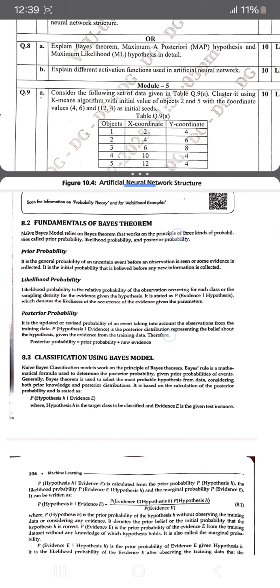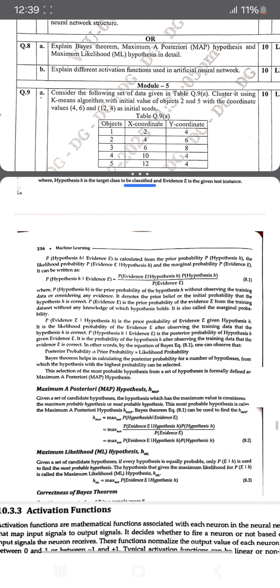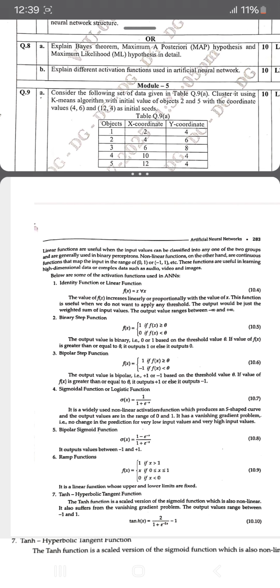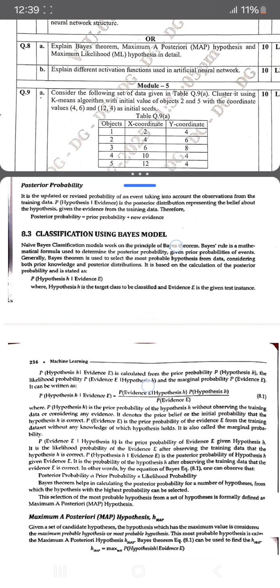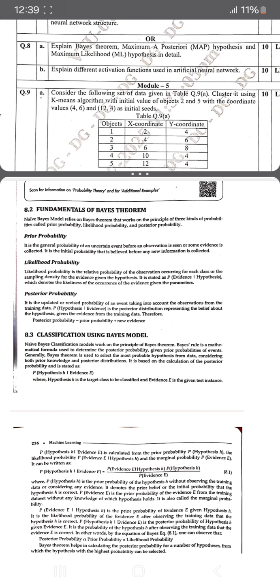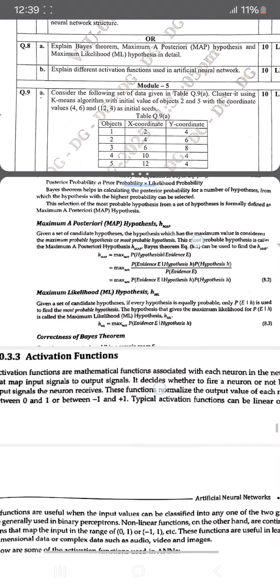You can write these first 2 lines of the Bayes theorem, then these 3 points, and then this, sorry, this is question number 8A. Here is the solution. You can write these principal kinds of probabilities, these three probabilities, then these two, HMAP and HML.